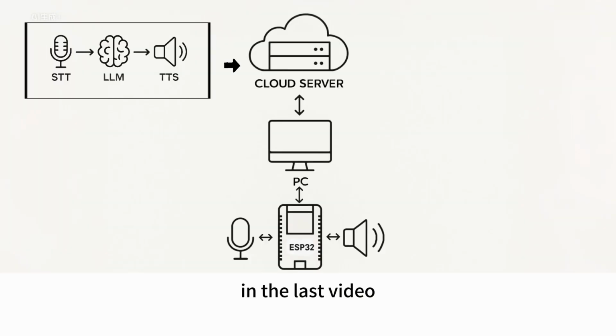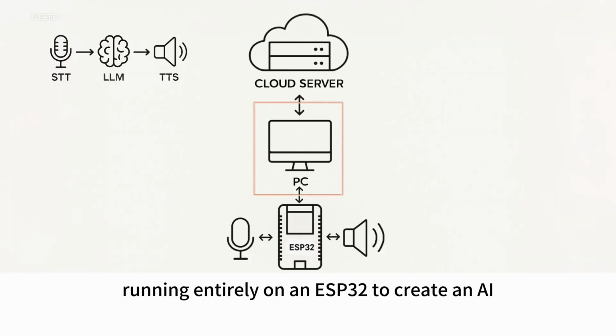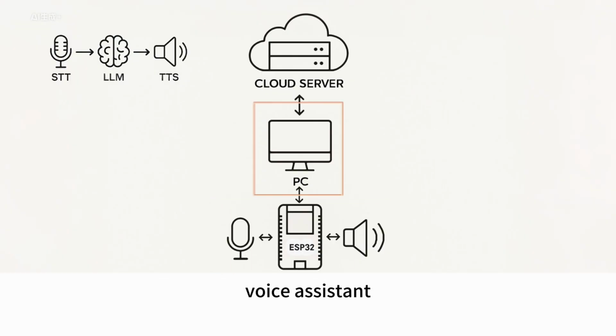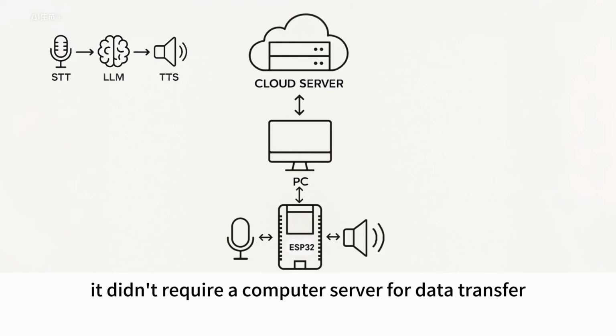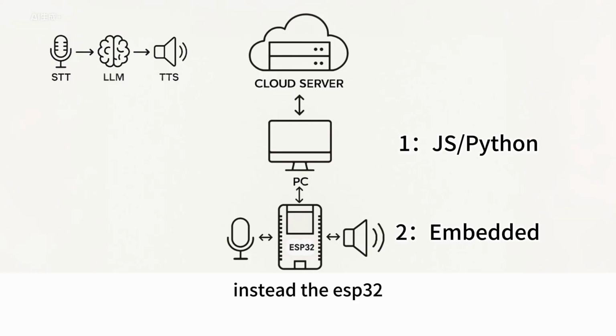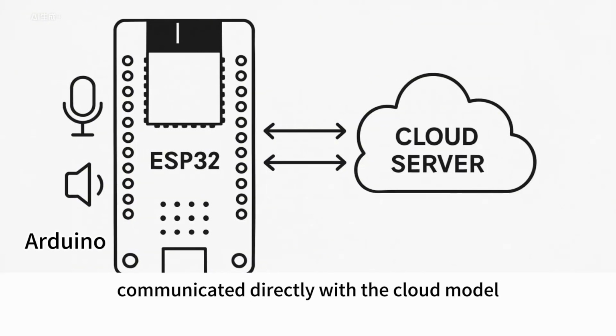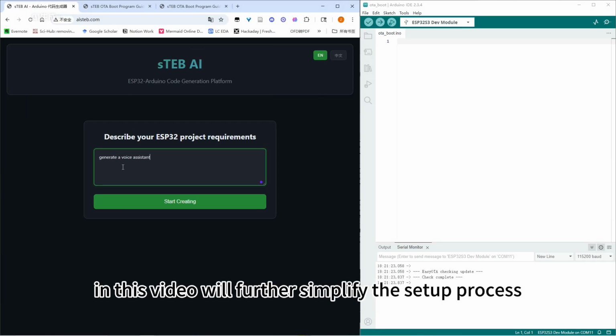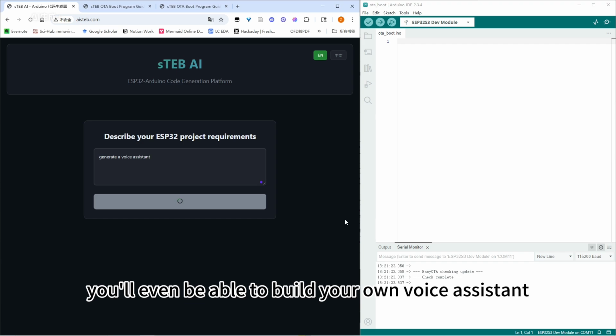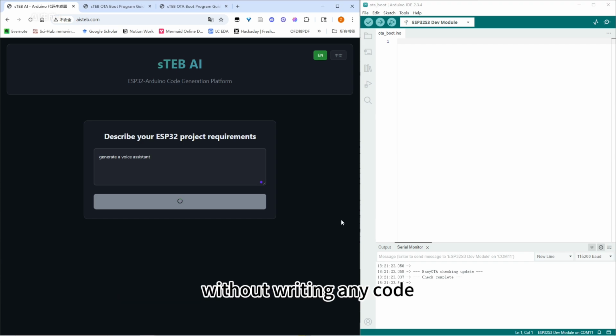In the last video, we used Arduino code running entirely on an ESP32 to create an AI voice assistant. It didn't require a computer server for data transfer. Instead, the ESP32 communicated directly with the cloud model. In this video, we'll further simplify the setup process. You'll even be able to build your own voice assistant without writing any code.